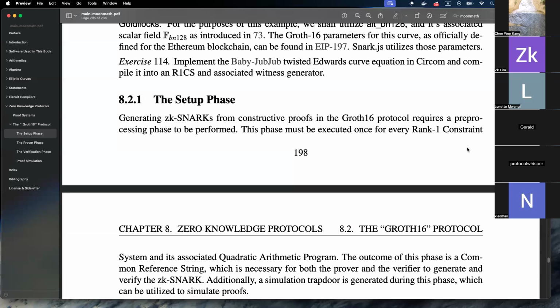So that's why we are mentioning this here, that's why we talk about this specific thing. In this case, Groth16 requires a trusted setup for every R1CS system, for every program, or for every circuit. Okay, that's what you will hear as well.